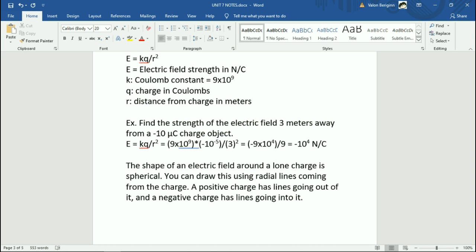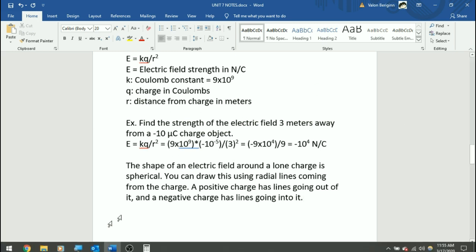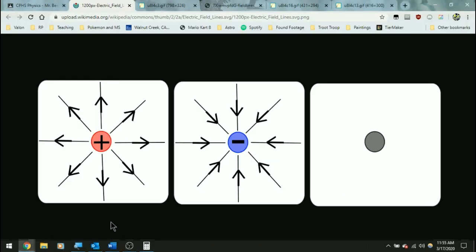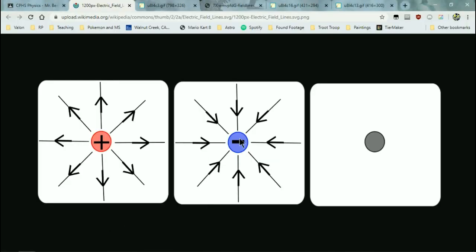So this is where the positive and negative comes into play. Let me show you an example of what this looks like. Here we have three objects: a positively charged object, a negatively charged object, and a zero charged object, in which case there's just no field, so there's nothing. They're all radial, right? You have these radial spikes coming in or out of your charge, but if it's a positive charge, they're all going outward, and if it's a negative charge, they're all coming inward.